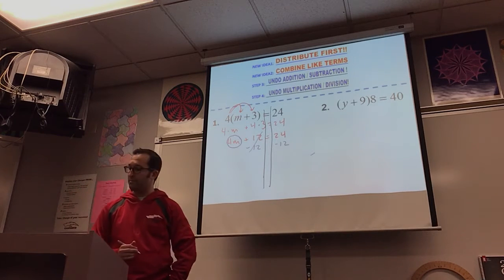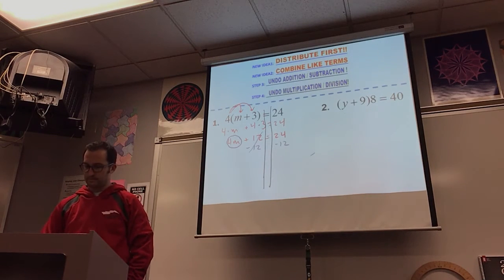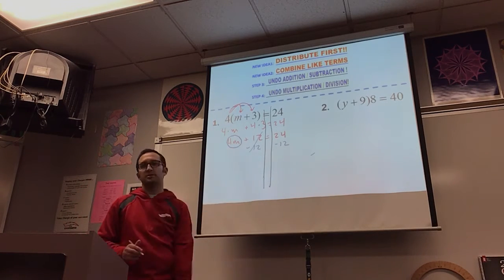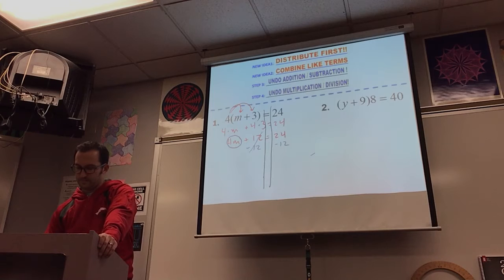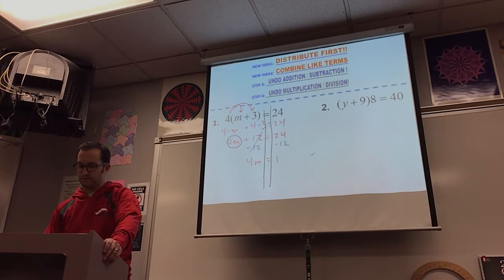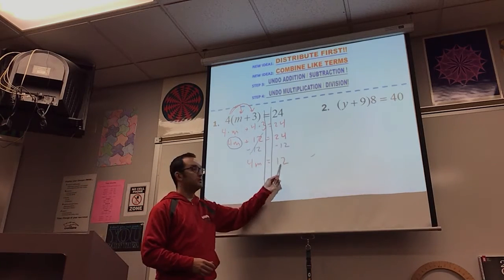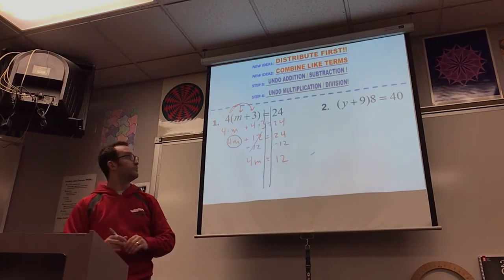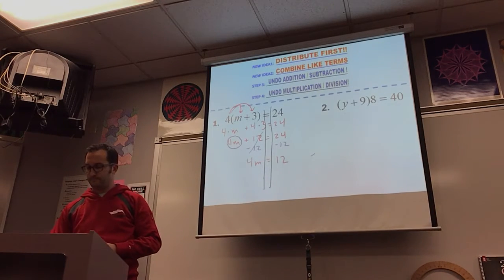Please do the canceling step. And what's left that's not canceled on the left side? 4m. And then on the right side, 24 minus 12 is 12. Okay. Now I need to undo multiplication and division.